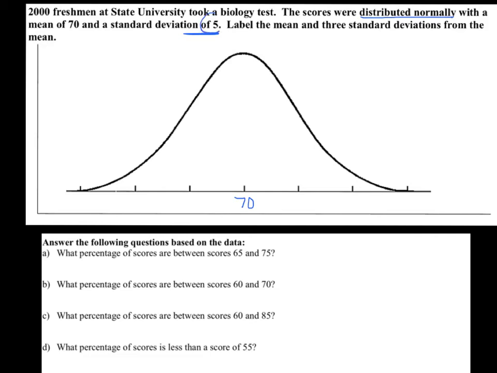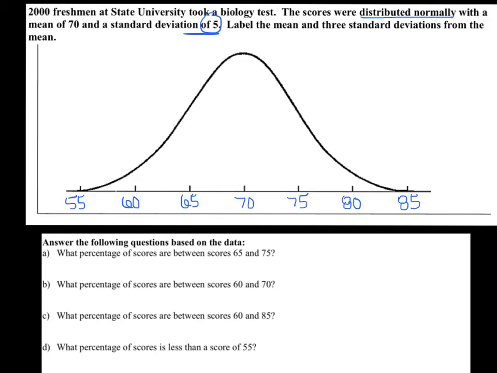So what I'm going to do is take that 5, and continuously add it. That's 1 above. 80 is 2 above, 85 is 3 above. If I subtract the 5, that means 65 is 1 below, 60 is 2 standard deviations below, and 55 is unfortunately 3 standard deviations below.